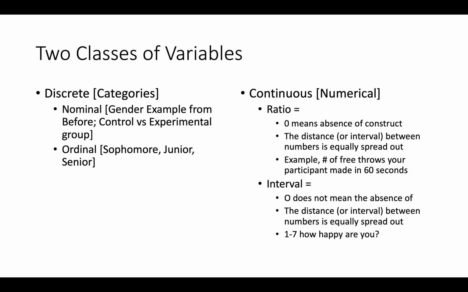Take 1, 2, 3, 4, and 5 in my gender example before. The higher you go, it doesn't mean the more gender you have. It just means you're in a different category. 1s are different than 2s. 2s are different than 3s. 3s are different than 4s. 4s are different than 5s. There's no rhyme or reason to my numbering other than I needed to have it done in order to do my analysis, right? That's a nominal variable when the differences are just names.